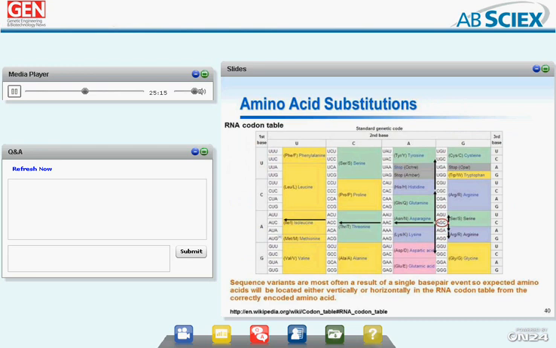When we look at how these amino acid substitutions may occur, you can look at the RNA codon table. This one was downloaded from Wikipedia. And these sequence variants are most often a result of a single base pair event to the expected amino acid. So we would expect them to be located either vertically or horizontally in the RNA codon table from the correctly encoded amino acid.